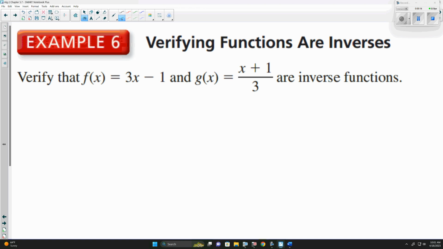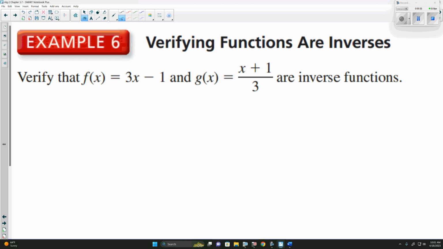All right, guys, so we're finishing up the note sheet from yesterday, and we really don't have too much more to add to it. We finished this problem yesterday. Verify that f of x and g of x are inverses. So we went through this and showed that these are inverses.